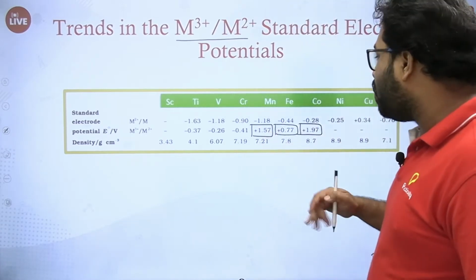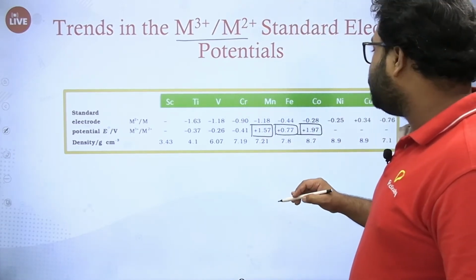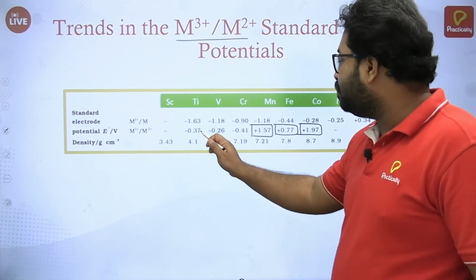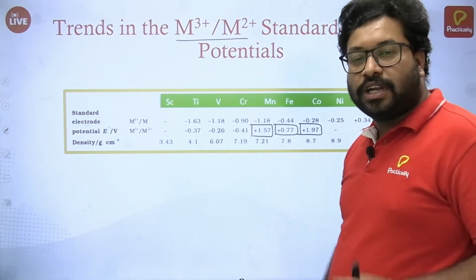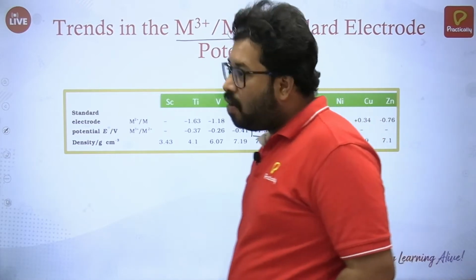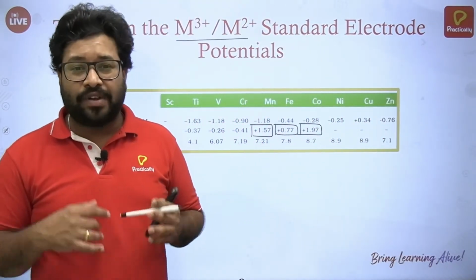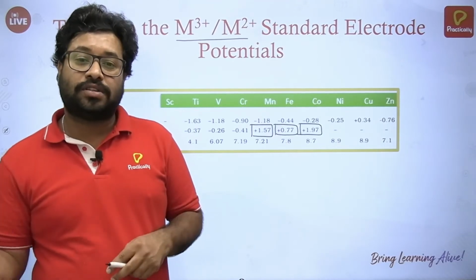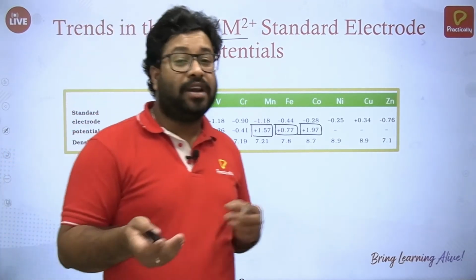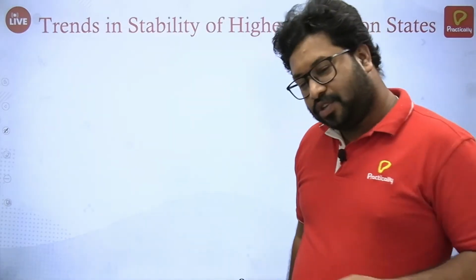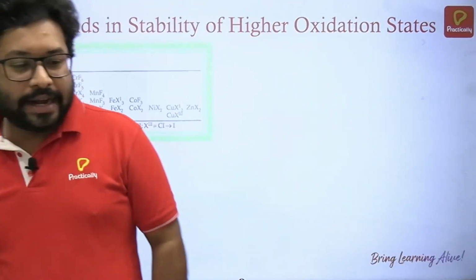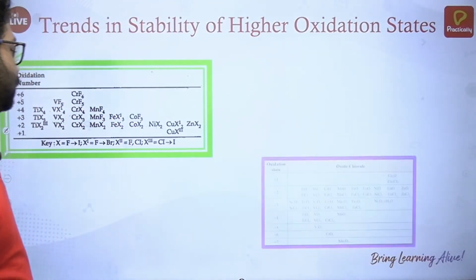Now look at the smallest number. The smallest number is for titanium. So titanium is the weakest oxidizing agent here. That is how you can use the standard electrode potential to find out whether a given substance is a strong oxidizing or weak oxidizing agent, or like that. Okay, chalo, moving ahead. Trends in the stability of higher oxidation states.